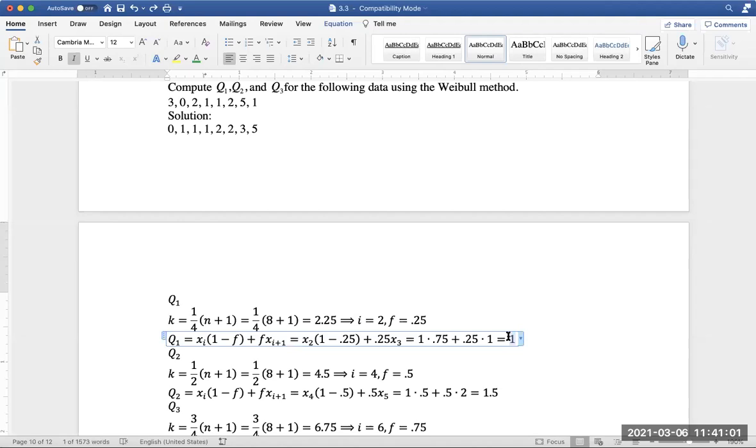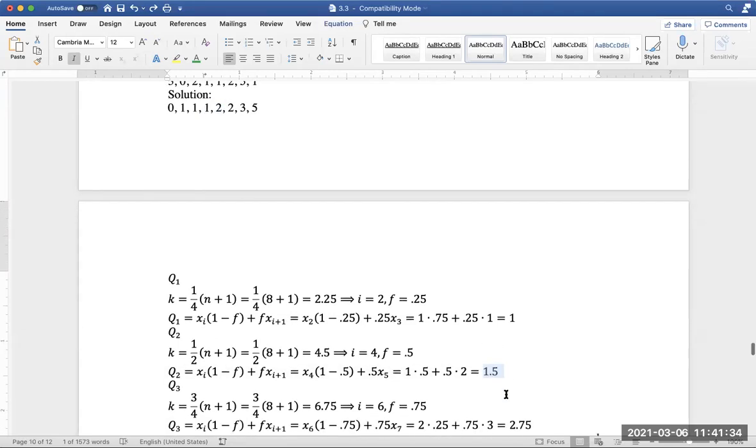Let's find the median, the second quartile. The second quartile is 1/2 times (n plus 1), so 8 plus 1 is 9, giving 4.5. Let's find the number in the fourth position: 2, 4. I'm going to take 50% of the number in the fourth position plus another 50% of the number in the next position, and add those up. And so you're going to get 1.5.